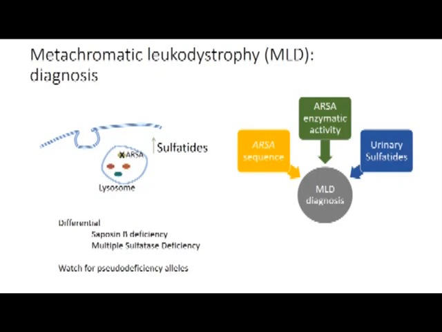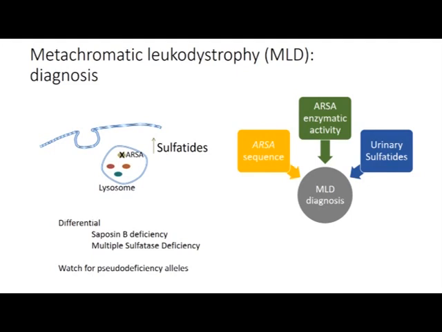On the differential for metachromatic leukodystrophy is a companion disorder called Saposin B deficiency. In this disorder, children look identical to classic MLD, typically with the late infantile form, although the juvenile and adult forms have been described in case reports before. ARSA activity is normal in prosaposin deficiency, but urinary sulfatides are still elevated.